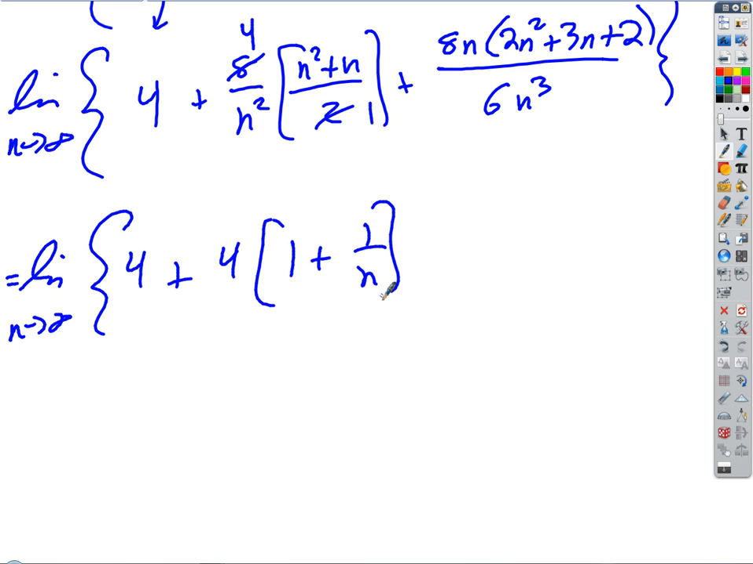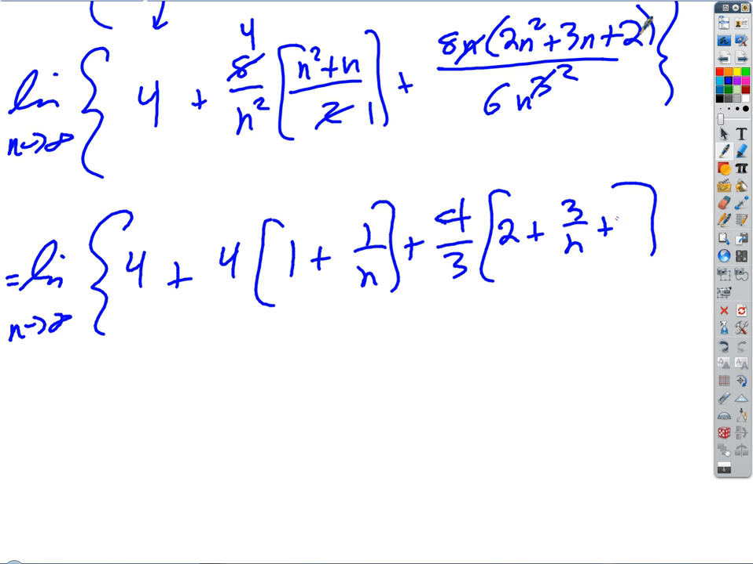Let's simplify the 8/6, so that's a 4/3. We can cancel one of those, right? So we end up with 4/3 times what? If I divide each of these terms separately by n squared, then I'm going to get 2, right? Plus 3 over n. Would you agree? Plus 2 over n squared, because remember that's a square.